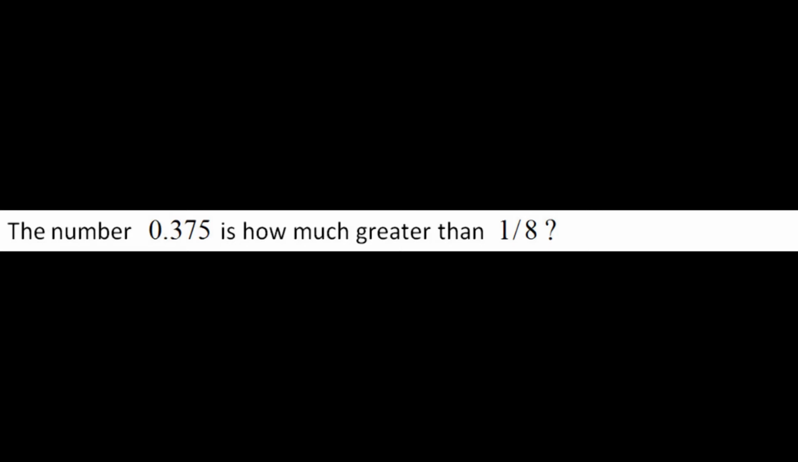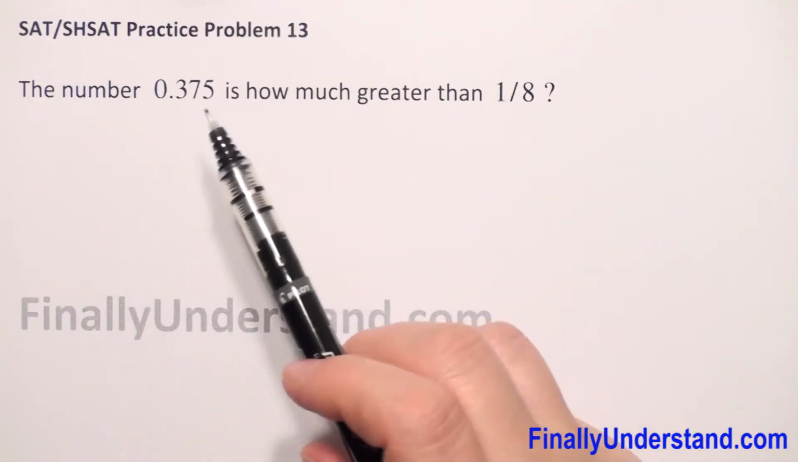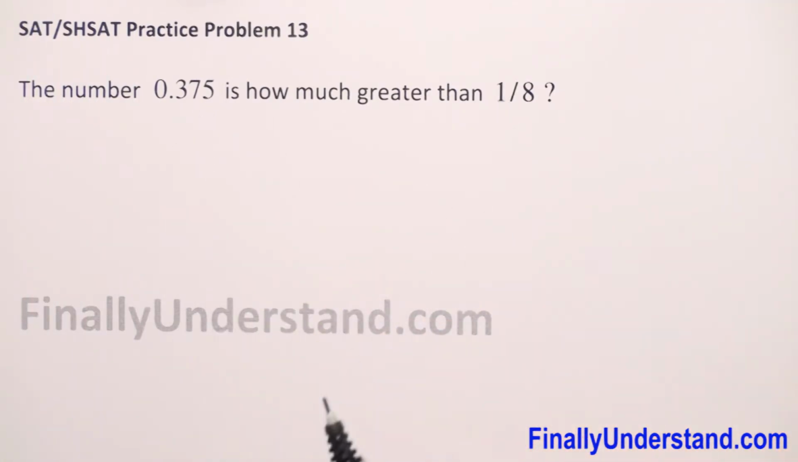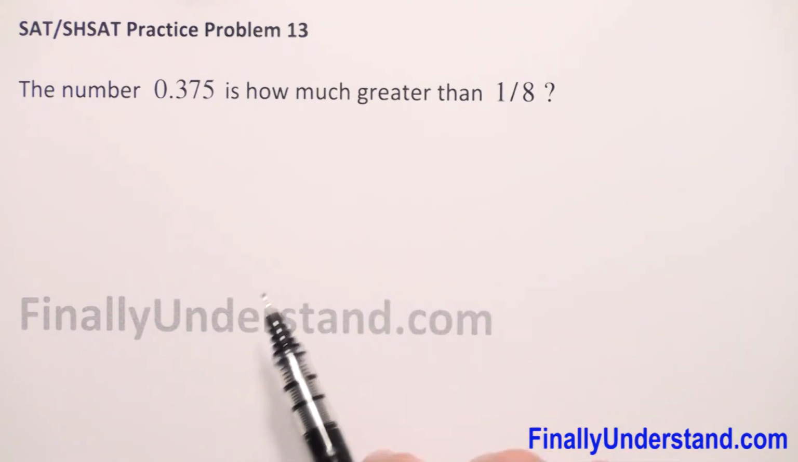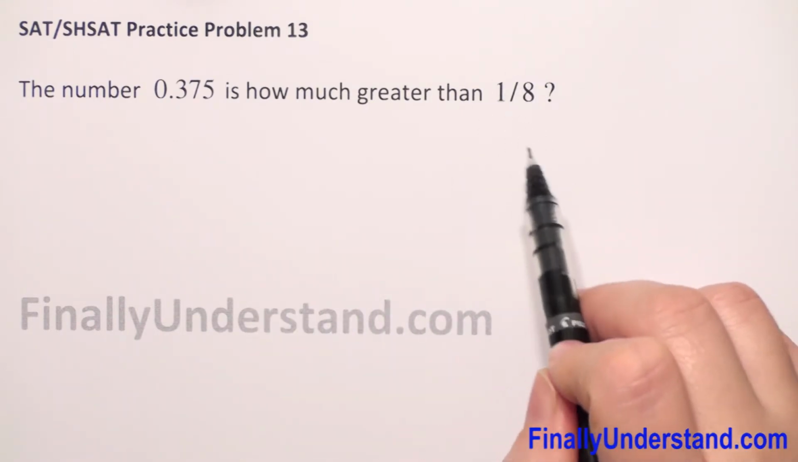The number 0.375 is how much greater than 1 over 8. We have a decimal number and a fraction. So first, to compare these two numbers, I will change our fraction to a decimal number.